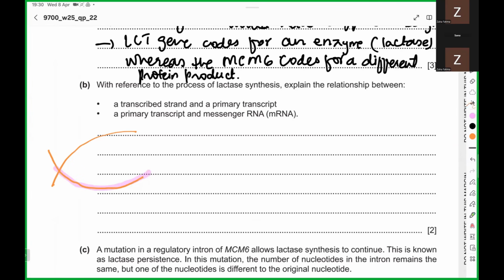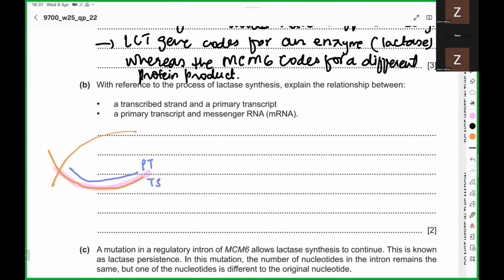From the transcribed strand, we form the primary transcript. So we have the transcribed strand, this is our transcribed strand, this is our primary transcript. So the transcribed strand is transcribed, or it undergoes transcription, for a complementary primary transcript to be formed. Now, this primary transcript has both the introns and the exons.